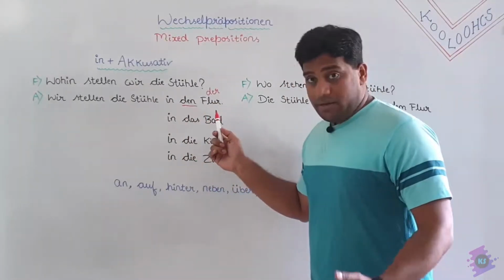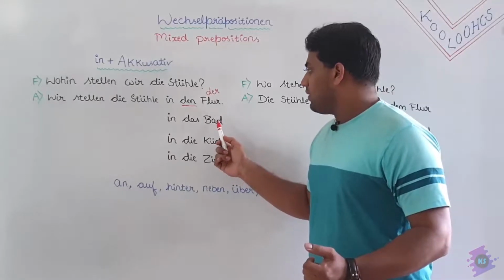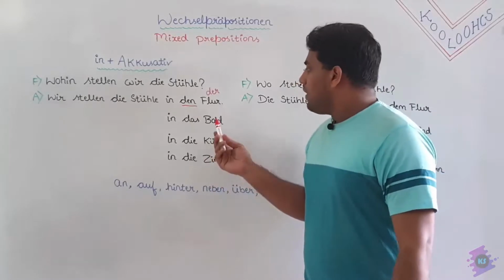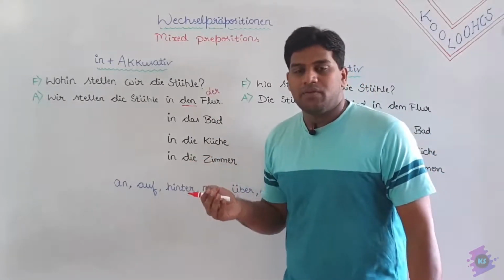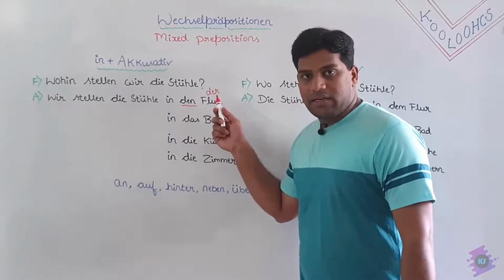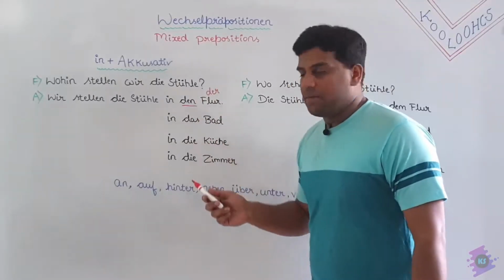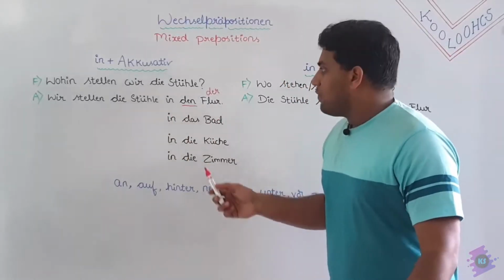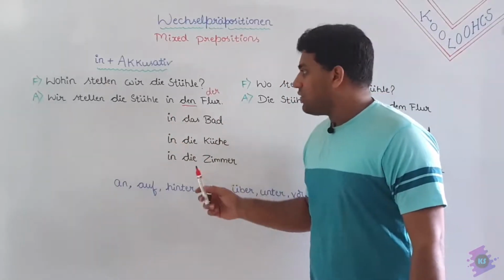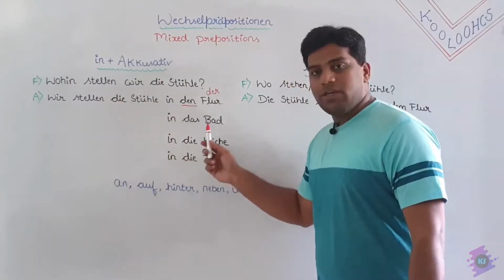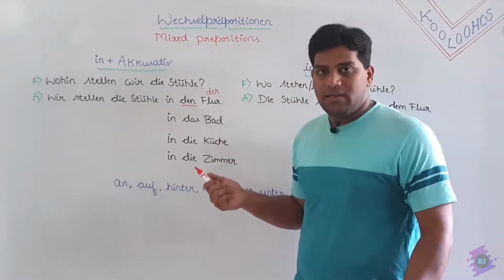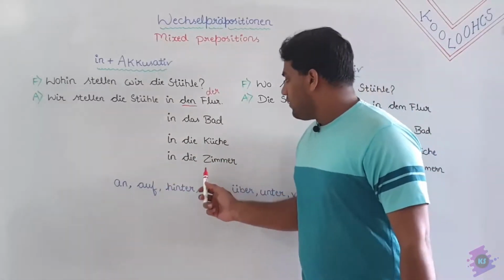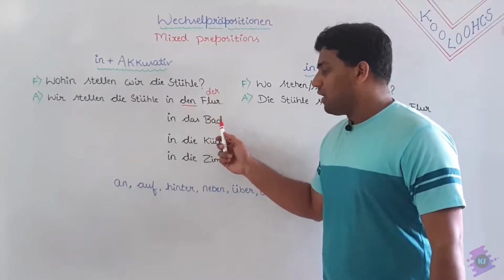And if there is a neutral object involved, that is Bad. Bad is bathroom, which is neutral. It is das Bad. And in accusative, it remains das. As you know, in accusative, only the masculine article changes and the rest all remain the same. So das Bad remains das Bad itself in das Bad. And suppose you are placing the chairs in the kitchen, you should say wir stellen die Stühle in die Küche, because Küche has the article die, it remains die in accusative. So in die Küche.